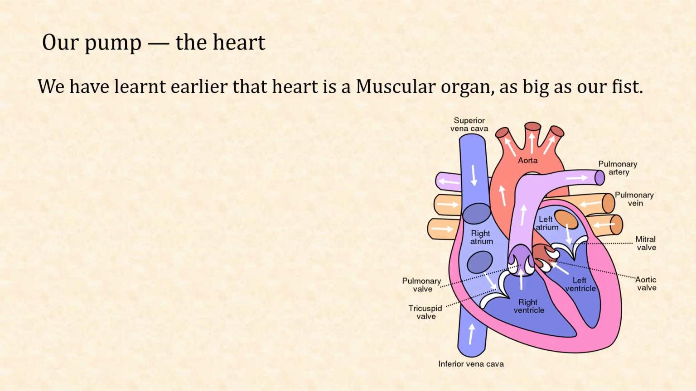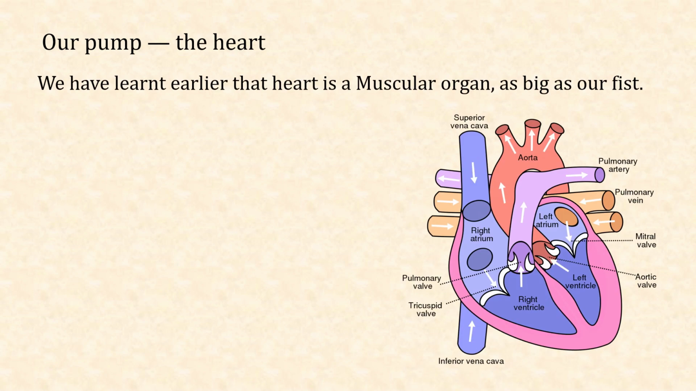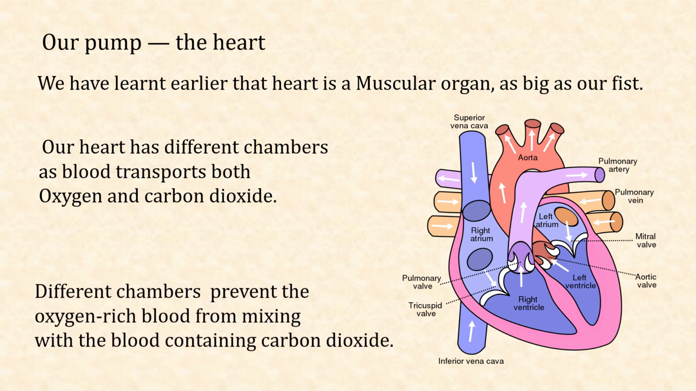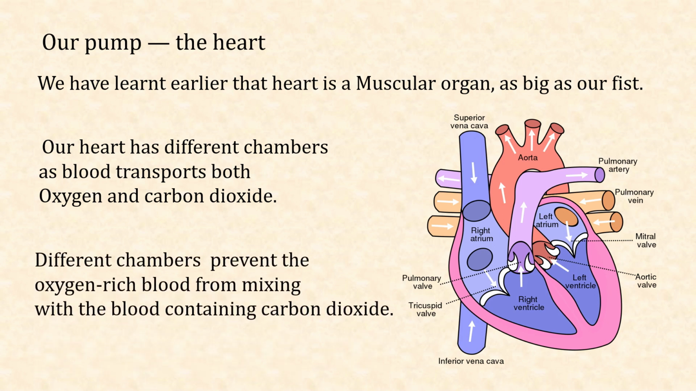We have learnt earlier that the heart is a muscular organ as big as our fist. Our heart has different chambers as blood transports both oxygen and carbon dioxide. Different chambers prevent the oxygen-rich blood from mixing with the blood containing carbon dioxide.